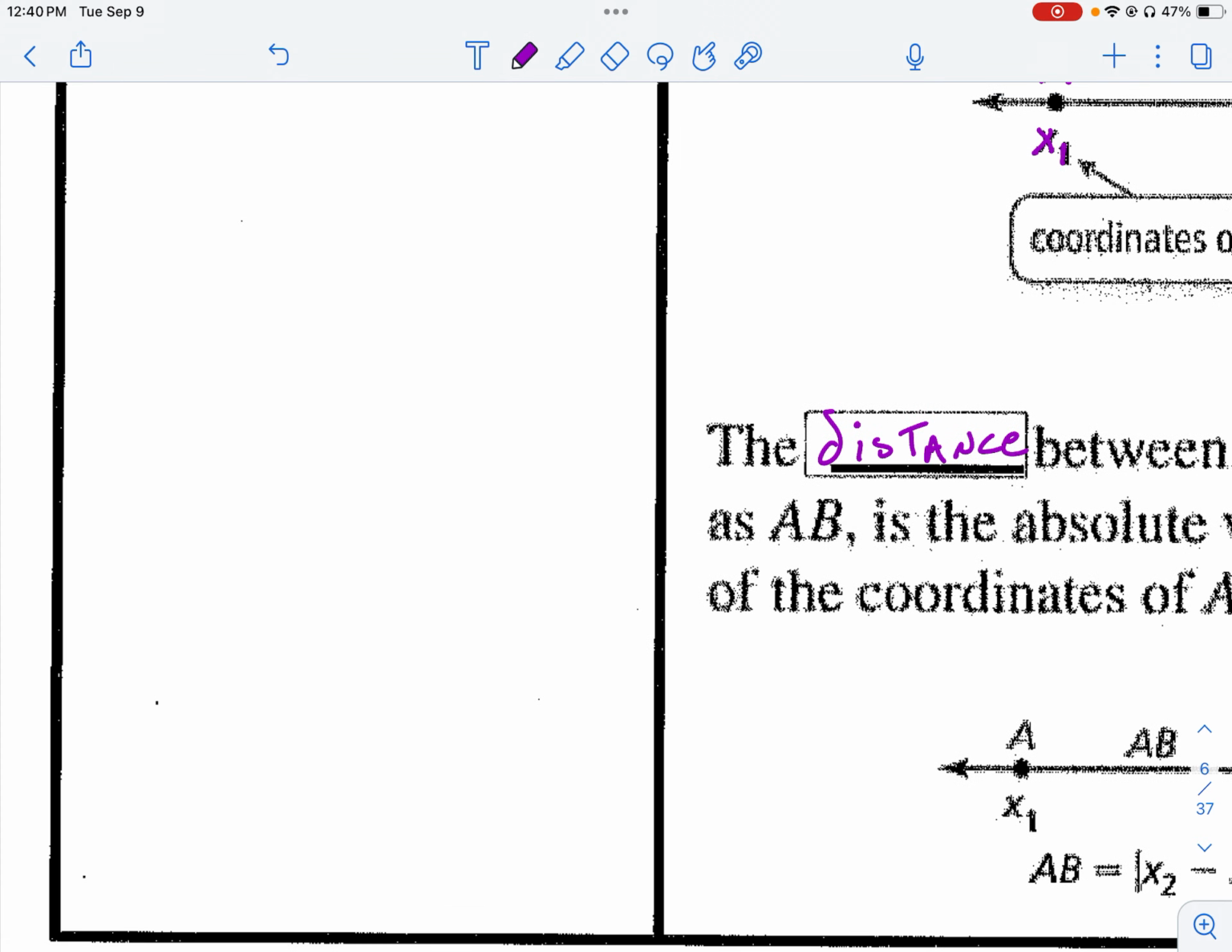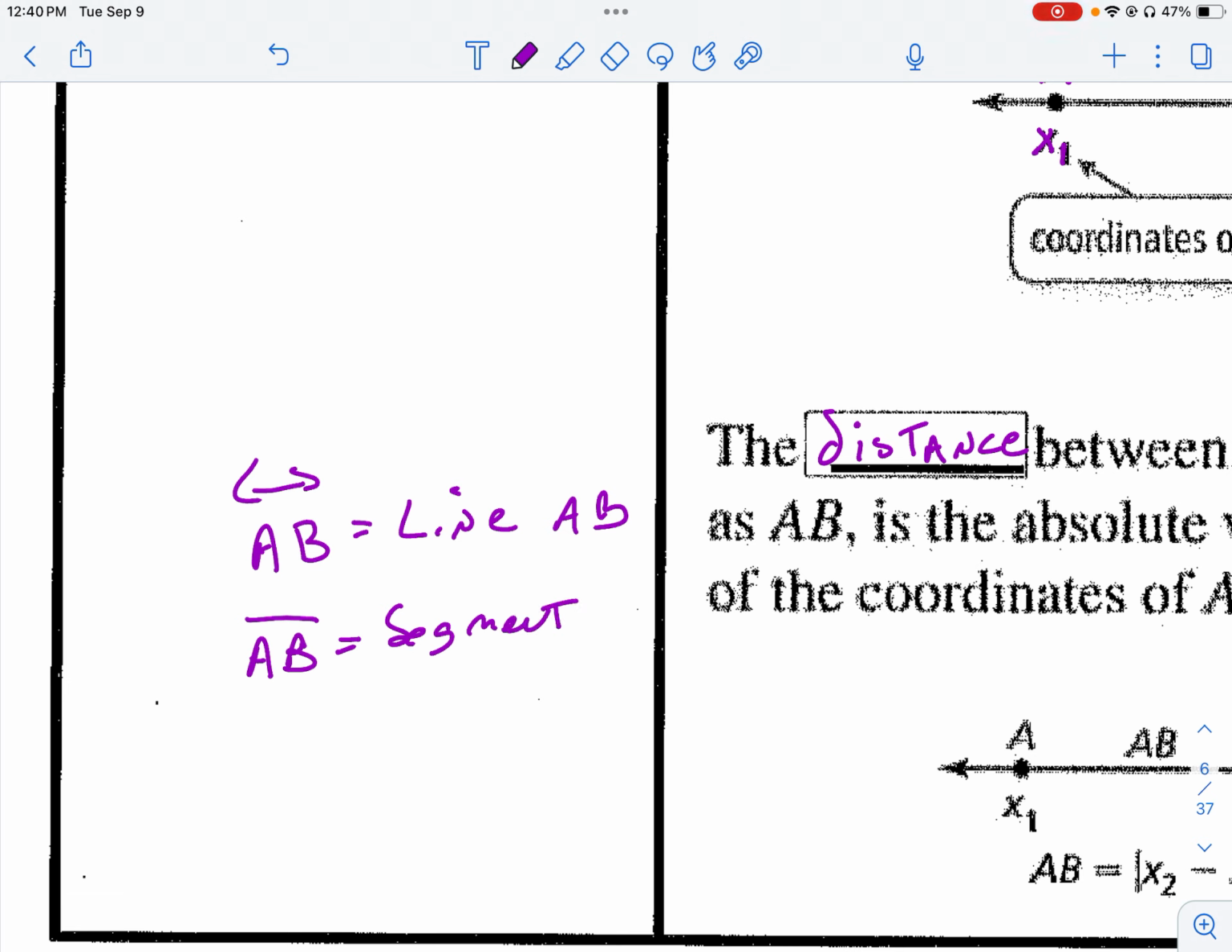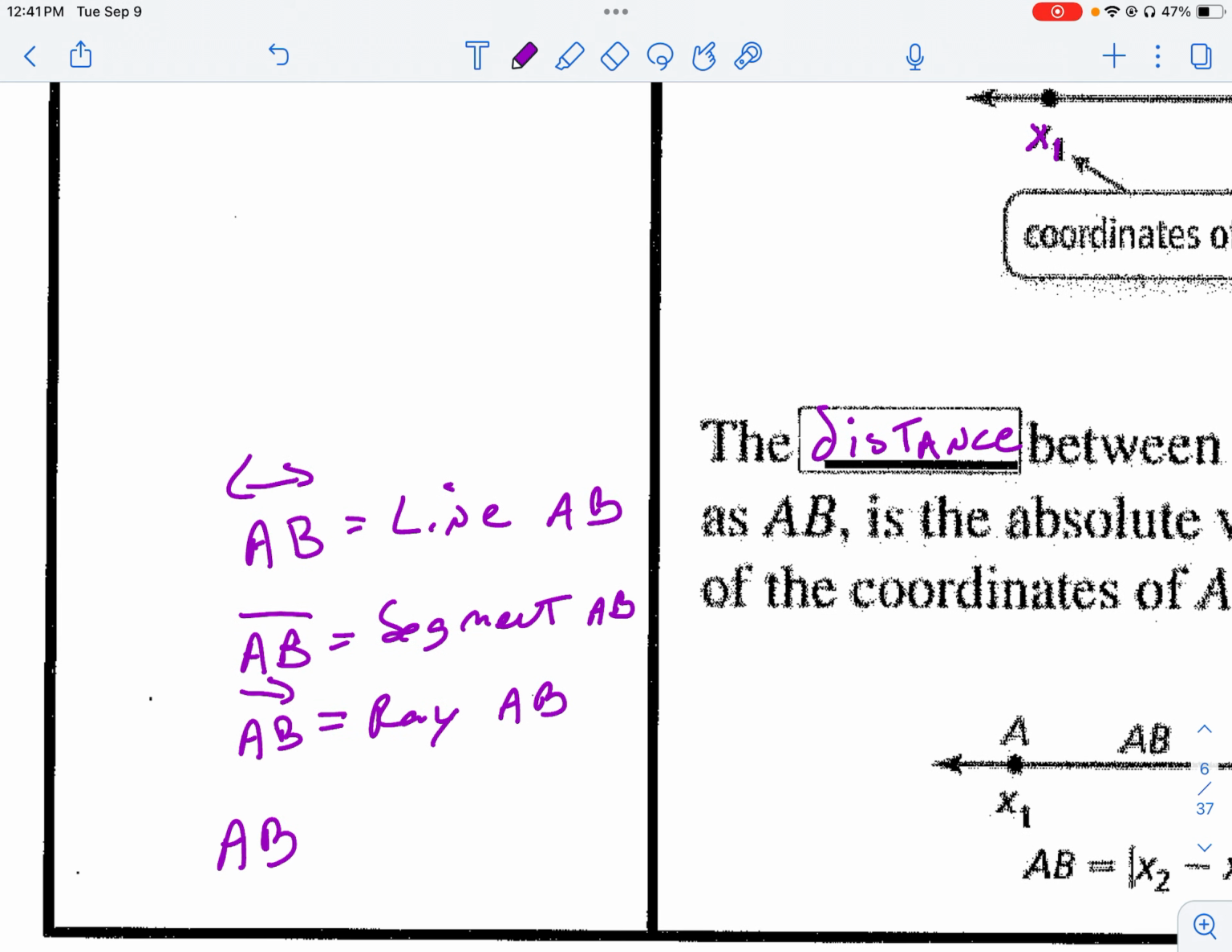And as we recall from the previous video, this is line AB. This is segment AB. This is ray AB. And now we have AB, which is the distance between A and B. And this is going to be a number.